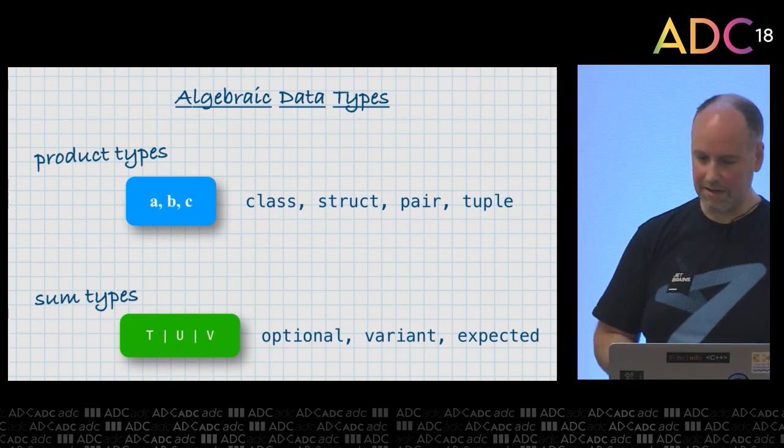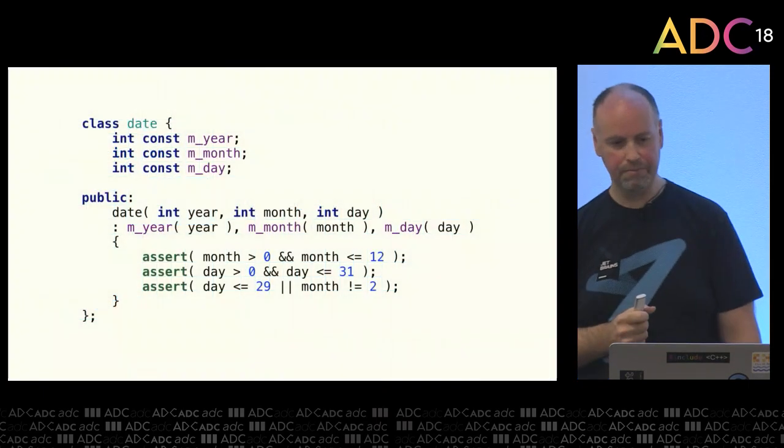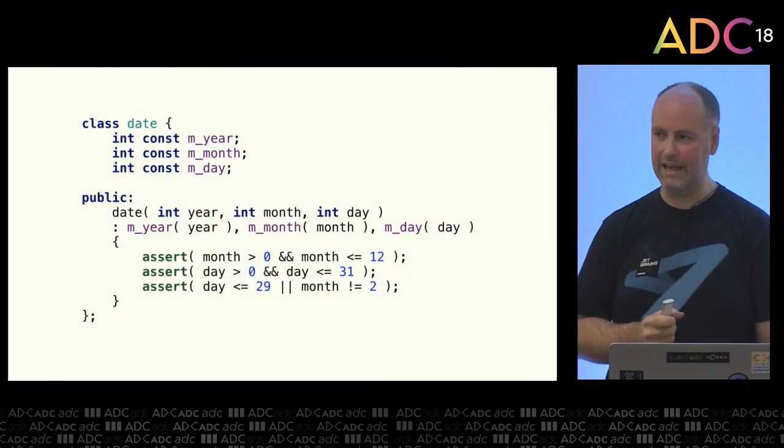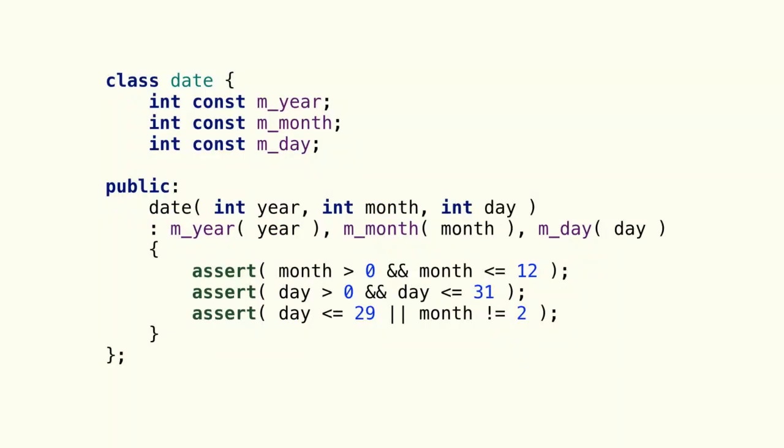So probably best just to go straight to the examples. And for this case, I'm going to look at a really simple date class. So here's one you might write that does some validation in its constructor. It's more like a contract. It's not complete, by the way. It's not catching everything here.